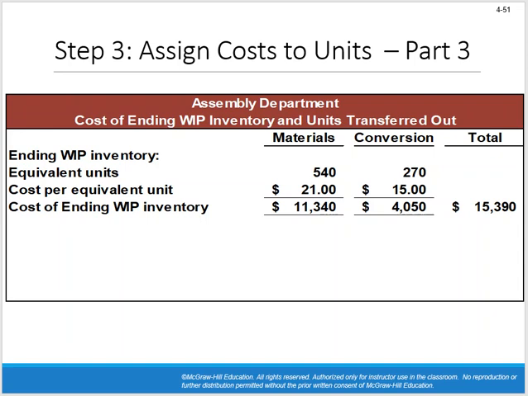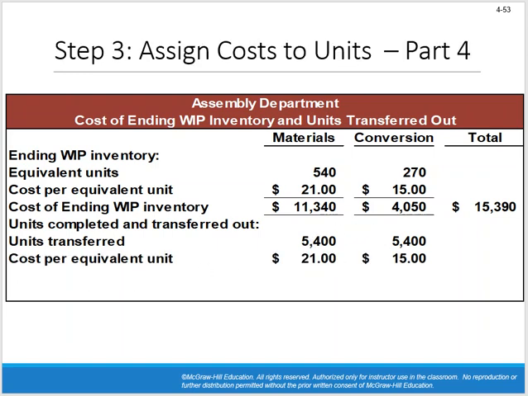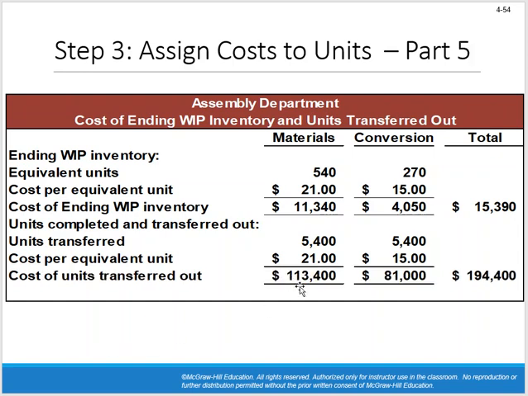The units transferred out, we know is 5,400 for both materials and conversion. And again, we're going to multiply by our cost per equivalent unit from step 2. So 21 for materials, 15 for conversion. We multiply and we get 113,400 for materials and 81,000 for conversion for a total of 194,400. So that's step 3. We've applied our cost to our ending WIP and to our units transferred out.